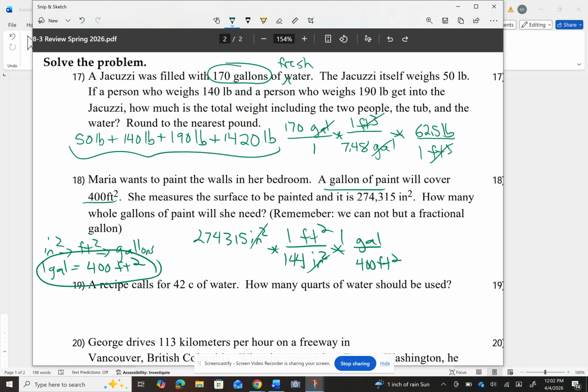So basically I'm going to take this 274,315 and I'm going to be dividing it by that and also by that 400. So I need to do that. So make sure you practice typing it in and that you're understanding the idea.